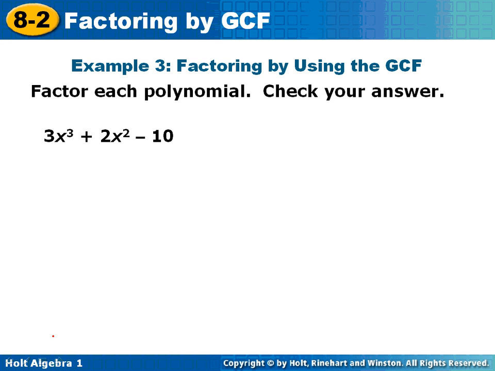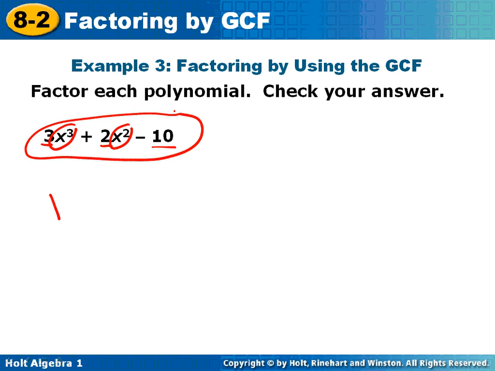All right, look at this one. Can you think of a number that goes into 3, 2, and negative 10? 1 is the only number that I can think of. Then looking at the x's and the exponents, we have x cubed, x squared, and this 10 doesn't have an x. So there is no factoring that can be done. The problem is the answer.